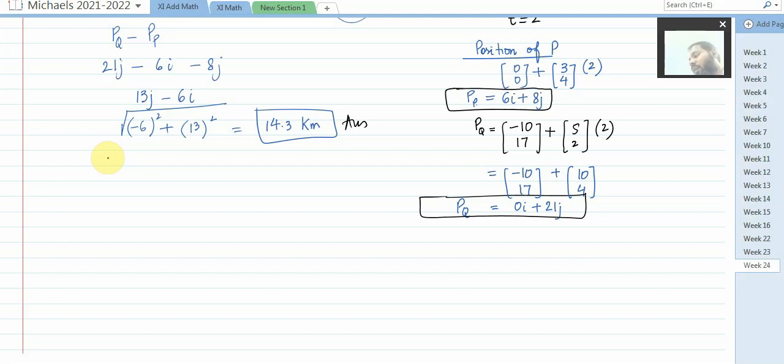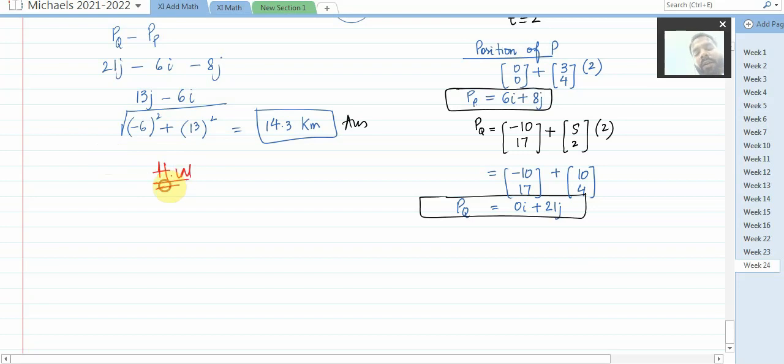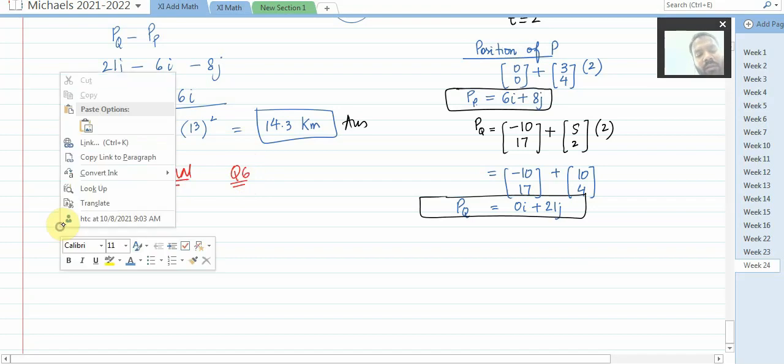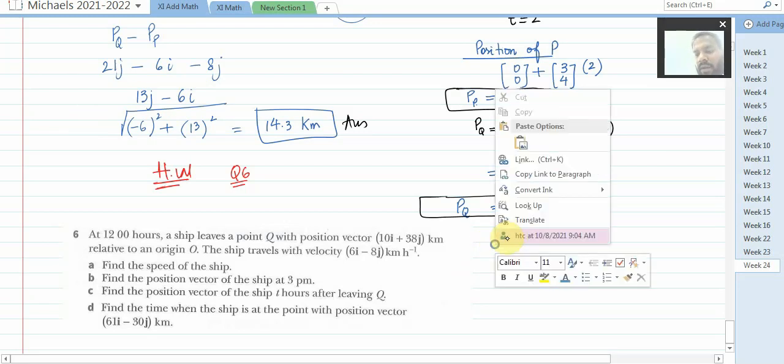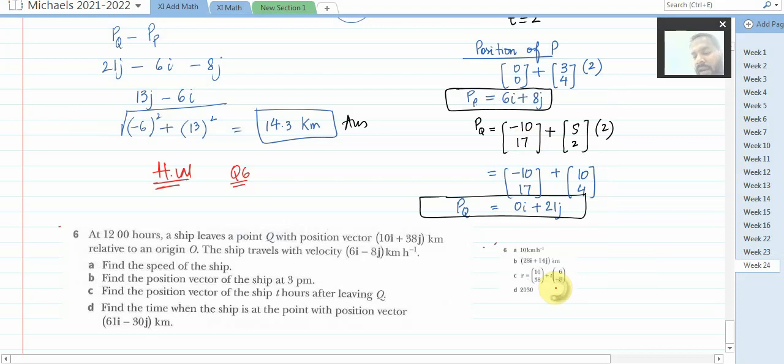As homework, you need to attempt question number 6 of the same exercise, and for your convenience I will paste question number 6 here, so it will be very easy for you to find the question. You need to attempt all 4 parts, and I will also paste answers here so you can verify your answer once you are done with the solution. If there is something you are not getting, don't hesitate to drop me a message on the portal. I think that is quite enough for today's class.